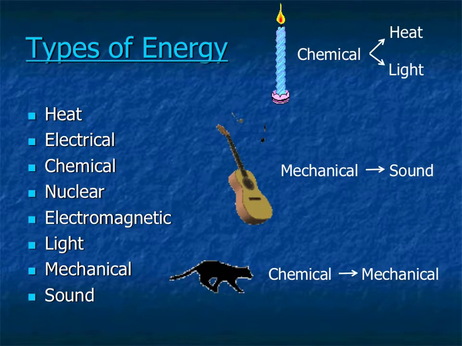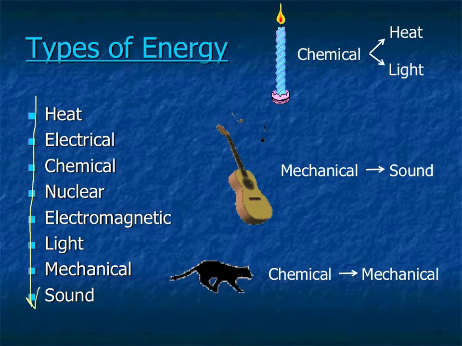Okay, so now that we know a little more about what energy is, there are different types of energy. I'm not going to go through the whole list here, but you can look at it. There's not just chemical energy; there's heat, electrical, nuclear, mechanical, sound, etc. What I really want you to understand is that we can change any type of energy into another type of energy. So let's look at an example.